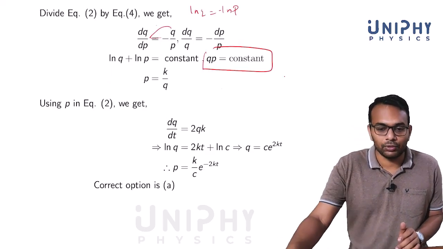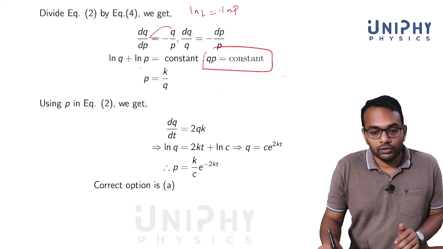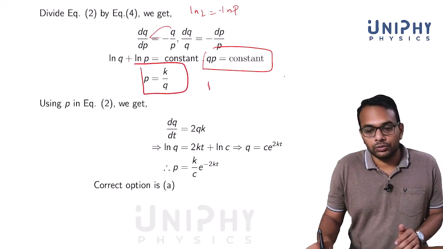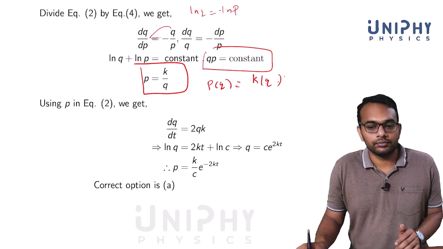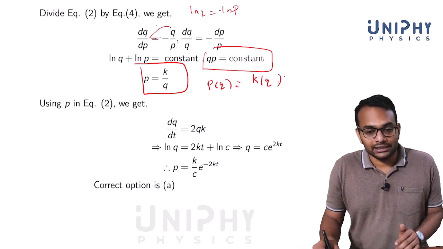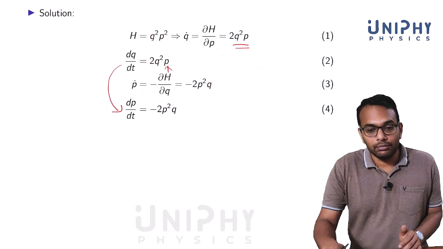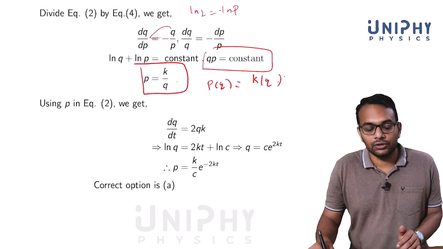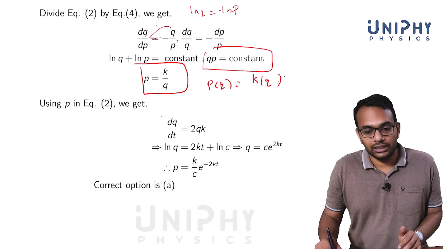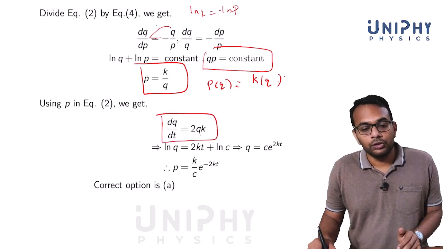That's exactly what we did here. We found p as a function of q. p of q is equal to k divided by q. Now we have p as a function of q, so you can eliminate this p in here. You simply write p is equal to k by q, so dq by dt will become 2qk.